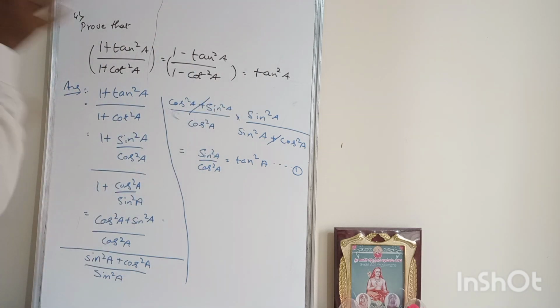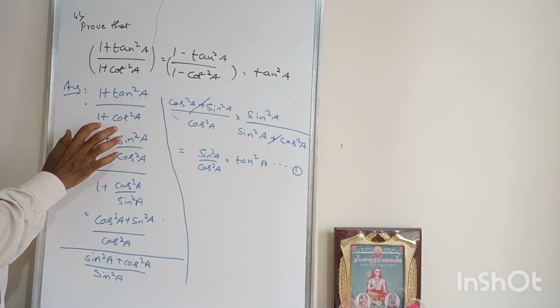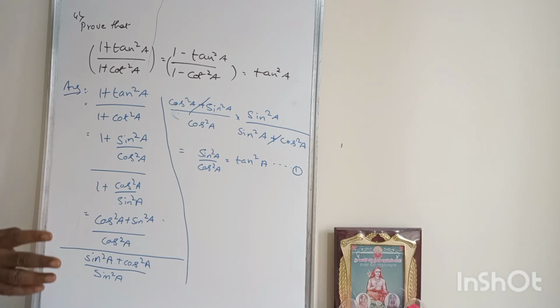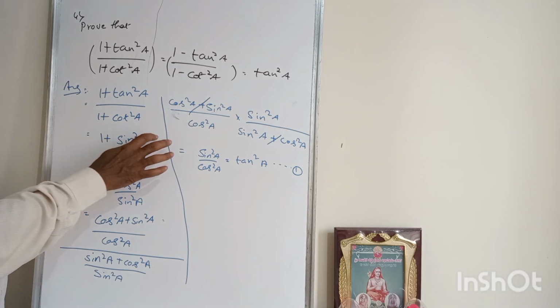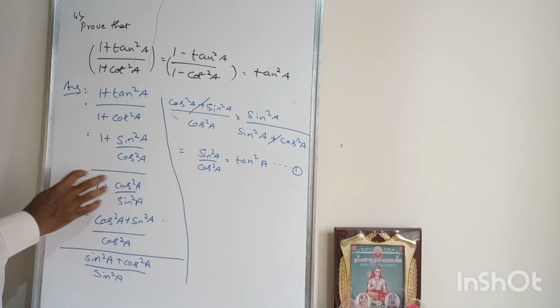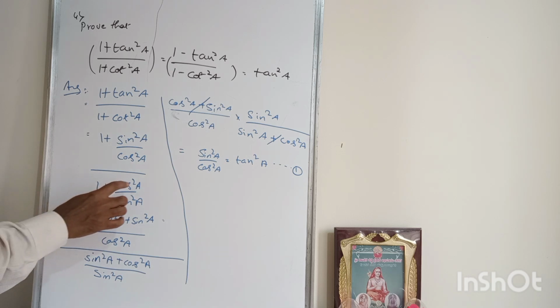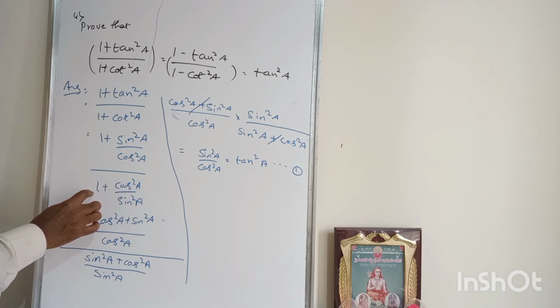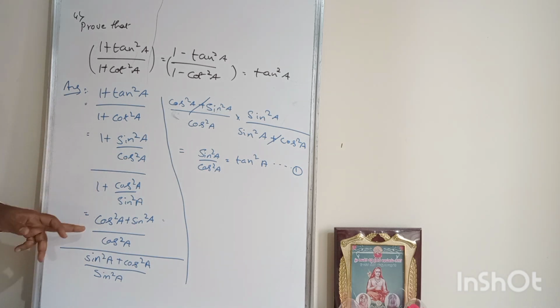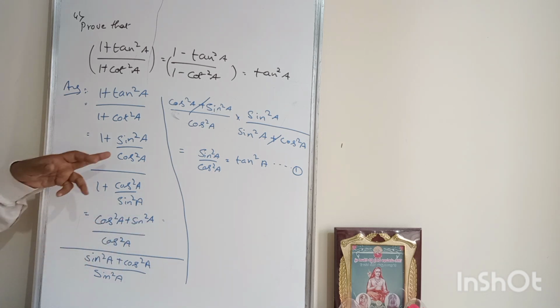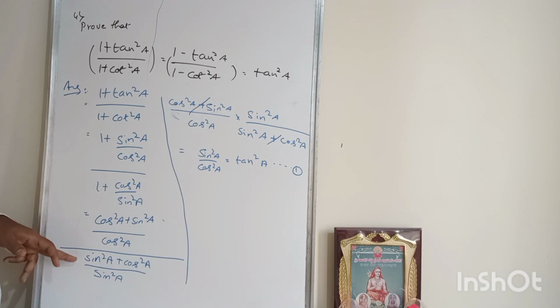First we take the first problem. (1 plus tan square A) by (1 plus cot square A). We know that tan A is equal to sin A by cos A. That is equal to 1 plus sin square A by cos square A, whole over 1 plus cos square A by sin square A. If you take cos square A as the LCM, we are left with cos square A plus sin square A over cos square A, whole over, if you take sin square A as LCM, sin square A plus cos square A over sin square A.